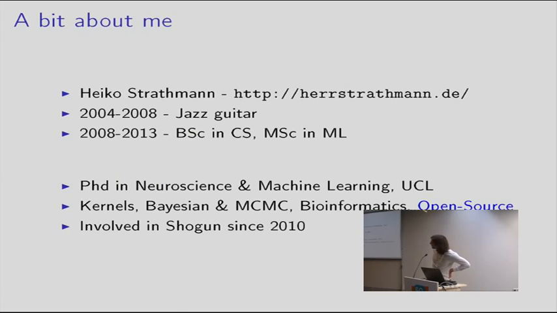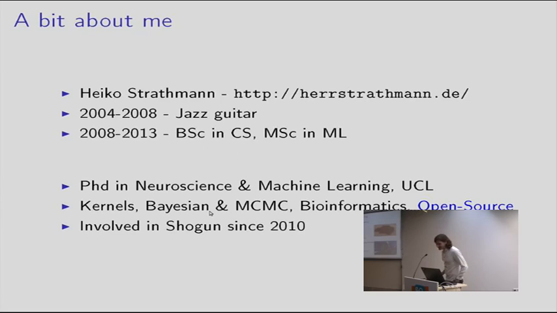So here's some background about me. Before I started doing these kinds of things, I got a bit distracted and pretended to be a musician, and then finally started studying computer science and then machine learning in London. Currently I do a PhD at UCL, doing neuroscience machine learning, and for the people who know these words, these are my research topics. I'm particularly interested in open source, and so I joined Shogun in 2010 to bring together my open source and machine learning interests, and now I'm guiding the project along.